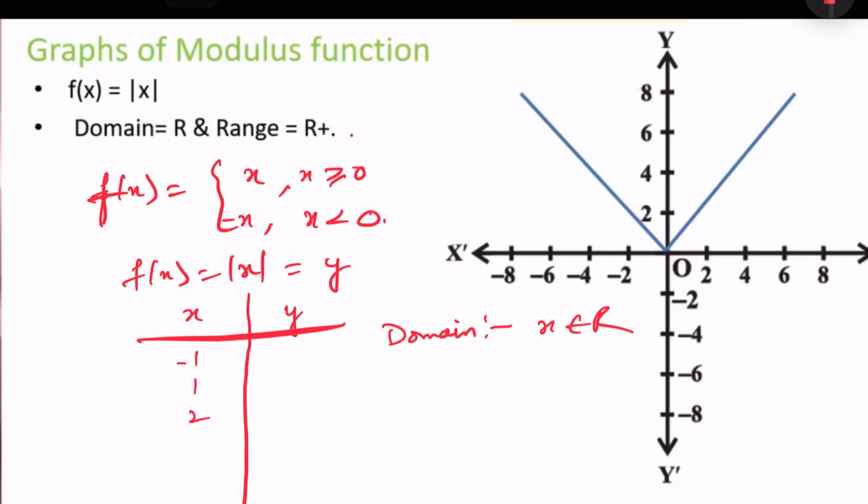So now here, what is the domain, what is the range? Here you have f of x is equal to mod of x, that is y. So what kind of values will x take? The domain can take all real values. X belongs to the set of all real numbers, that is -1, 1, 2, -2, 0, anything you can take. So 3, -3 and so on. It's all real numbers. But whenever we take this y, it is always a positive value.